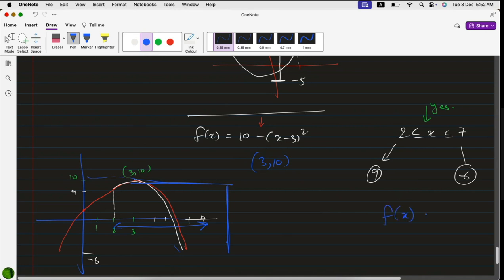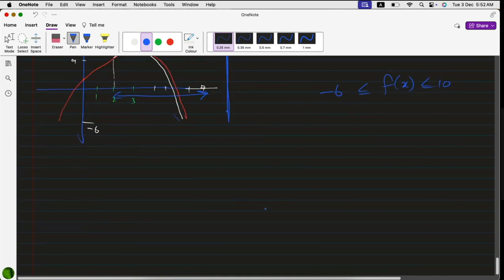So basically, y is less than or equal to 10 and greater than or equal to minus 6. Okay, so that has to be below. Yeah, has to be above that range. For these values, the turning point is within these values, and that is the highest point in this case.